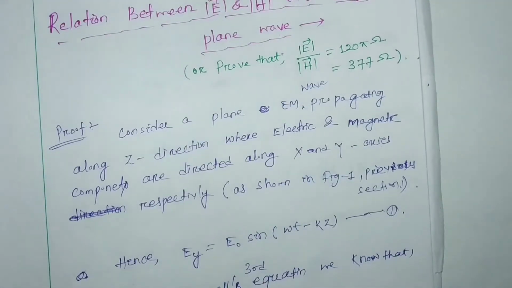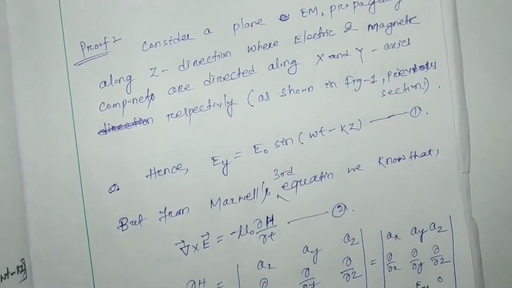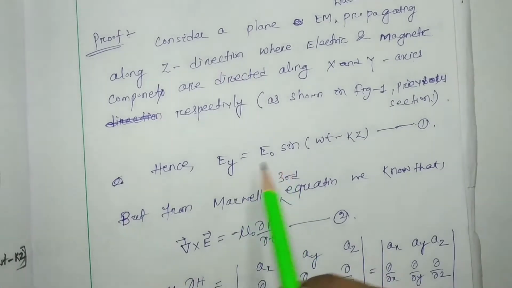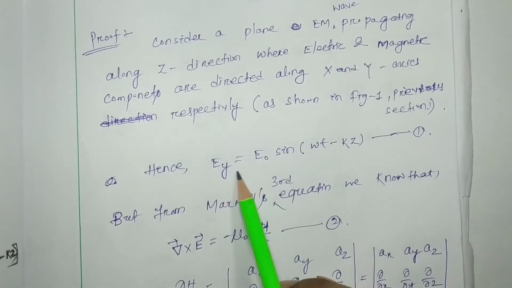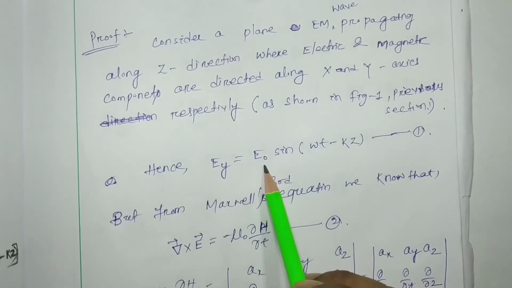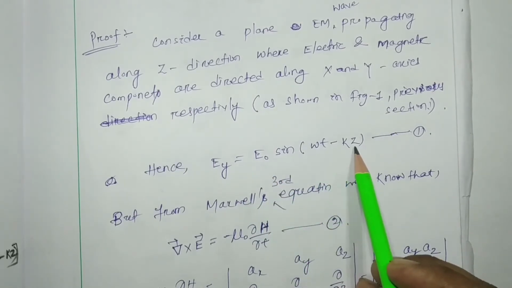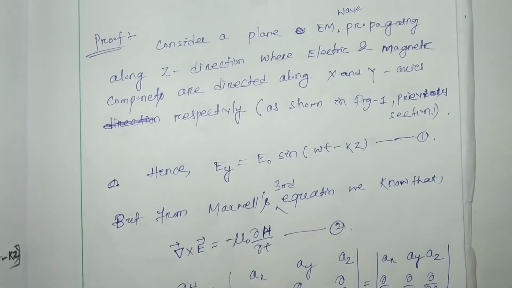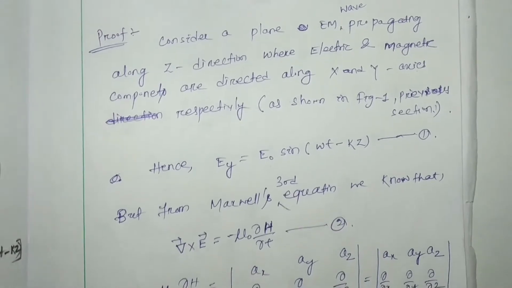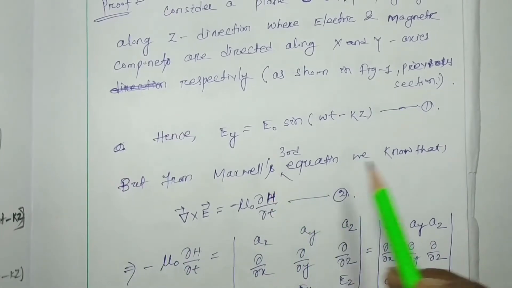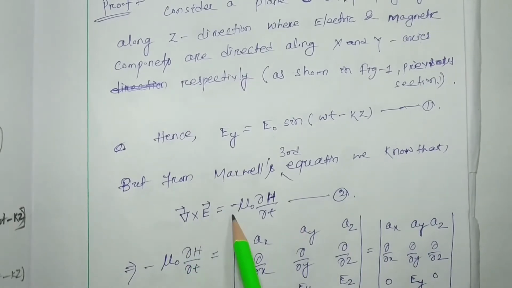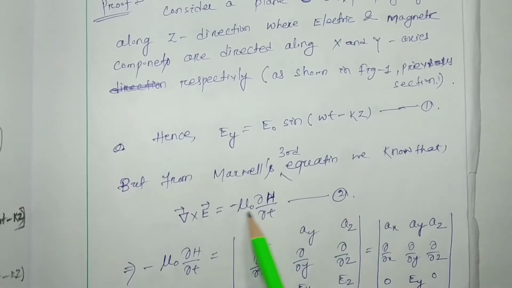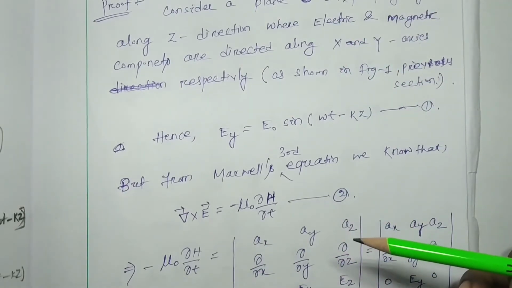Okay, so for that propagation of the EM wave, Ey is represented as E0 sine omega t minus kz. Let it be your equation number 1 for this section. But from Maxwell's third equation, we know that del cross E equal to minus mu 0 del H by del t. Let it be your equation number 2 for free space. These discussions we are doing in free space.